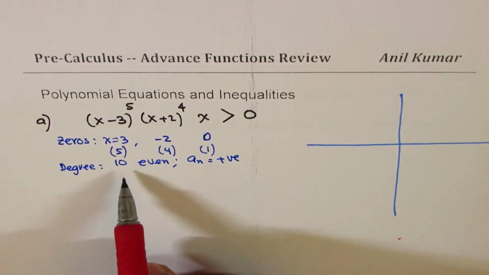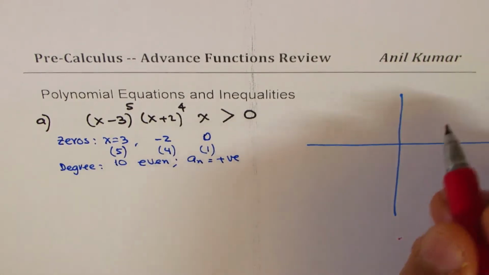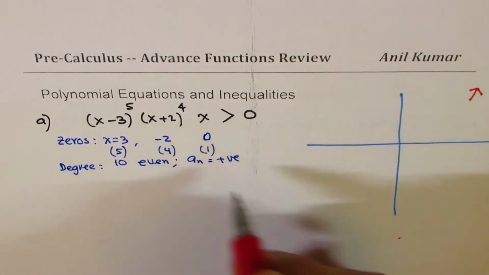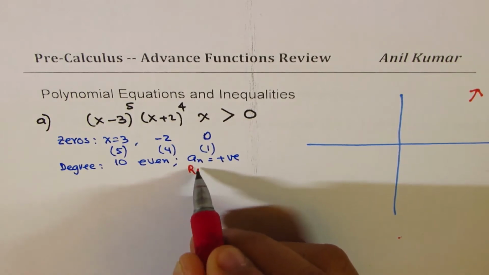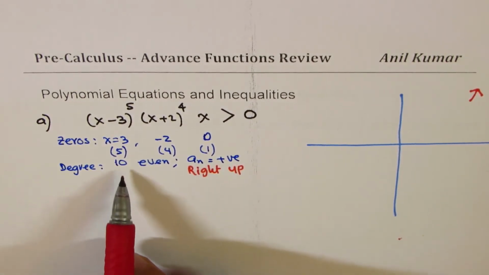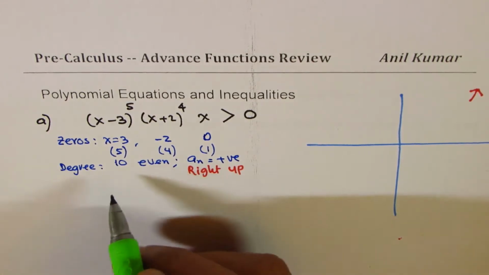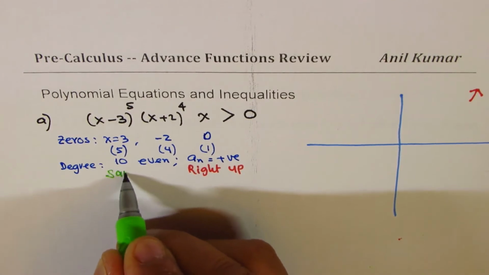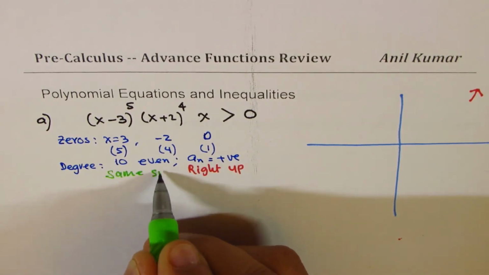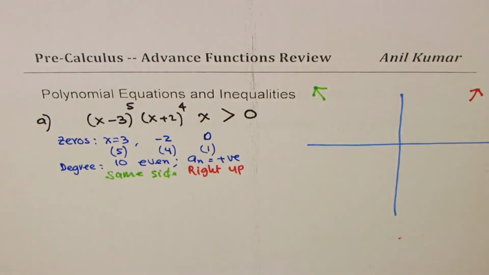Even means, first let's begin with here. Positive leading coefficient means right up, right? So this means right up when you sketch. Now, when we say it is even, even means same side, both ends same side. So if right is up, left side will also be up. That is what I mean, correct?